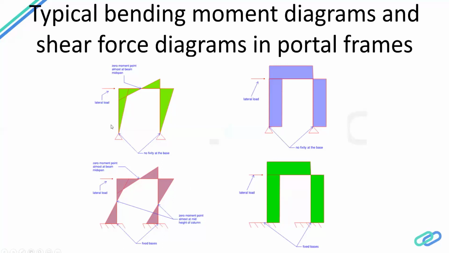The reason I'm saying all of this is that the boundary conditions are very critical for a frame. For the same frame, if you had a pinned support versus a fixed support, you see different behavior of the structure, right? So that's that.